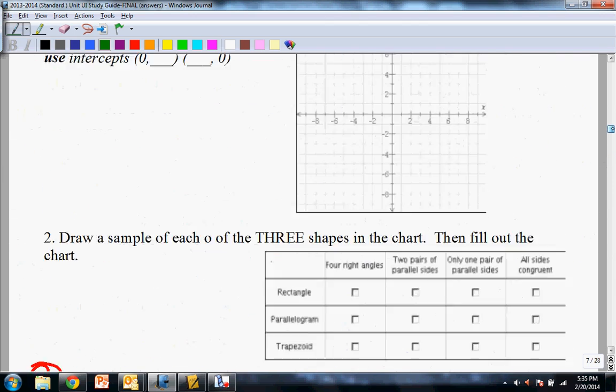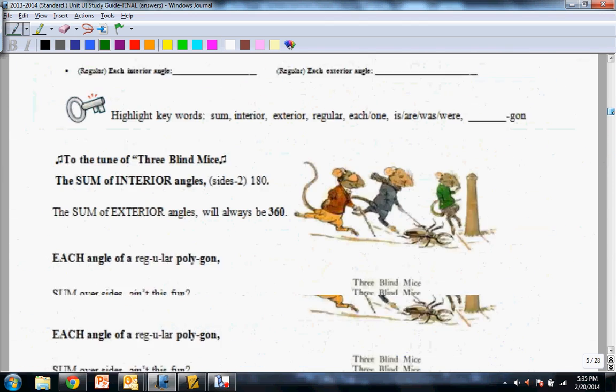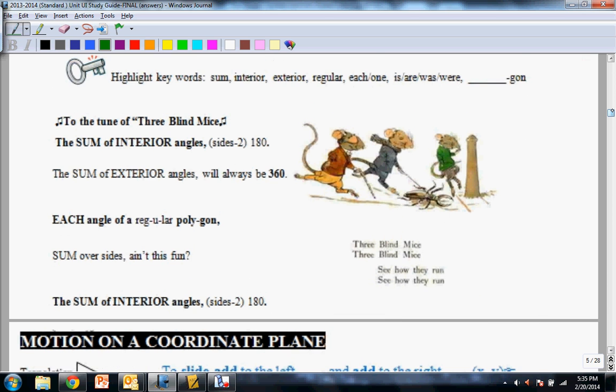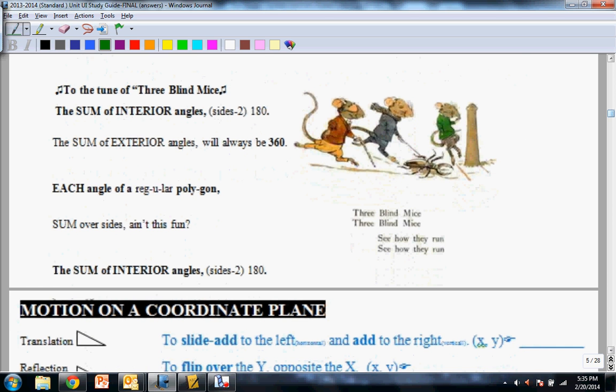These two problems go back to this song that you should have memorized. It goes right here. I dare you to sing it with me right now. It's going to help you if you try. Okay. The sum of interior angles, sides minus 2 times 180. The sum of exterior angles will always be 360. Each angle of a regular polygon, sum over sides, ain't this fun? The sum of interior angles, sides minus 2 times 180.